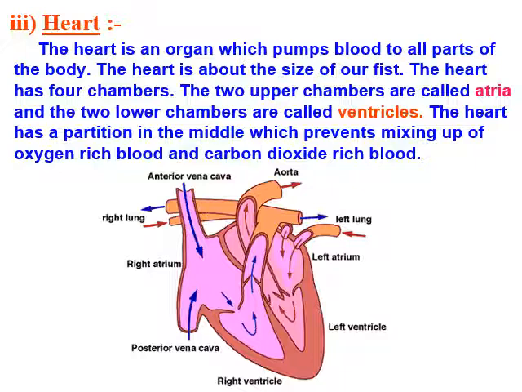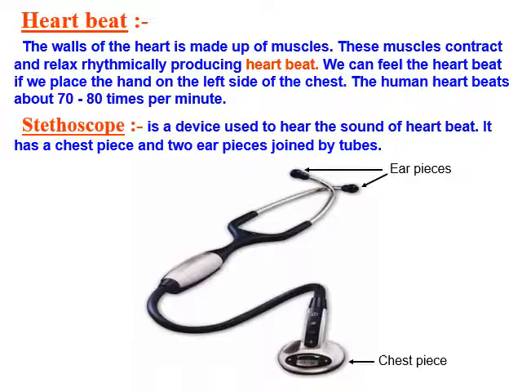The upper 2 chambers are called atria or atrium, and the lower 2 chambers are known as ventricles. The heart has a partition in the middle which prevents mixing up of oxygen-rich blood and carbon dioxide-rich blood. On the right side, the blood is rich in carbon dioxide, and on the left side, blood is rich in oxygen.